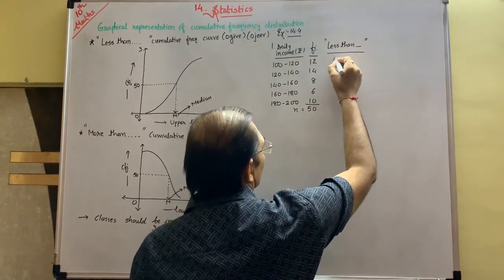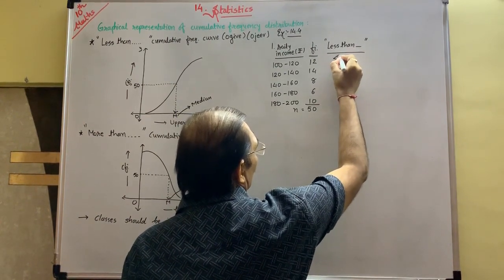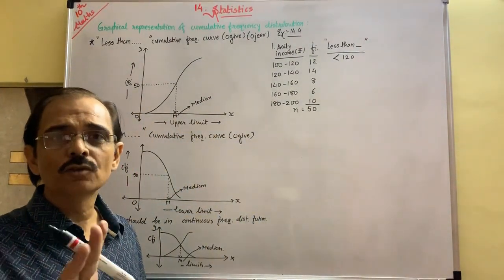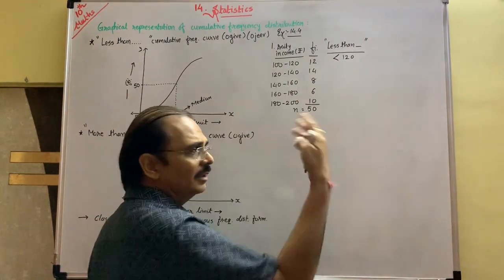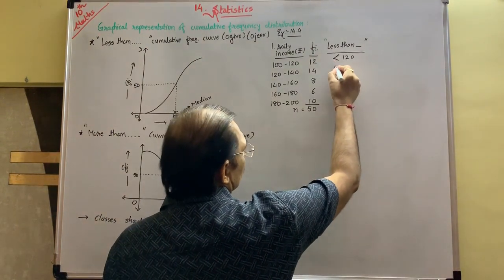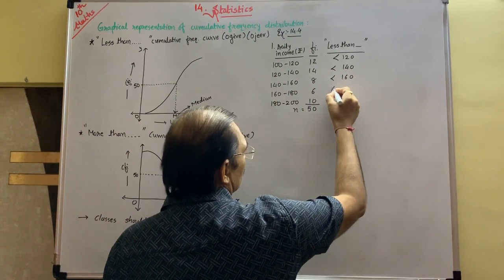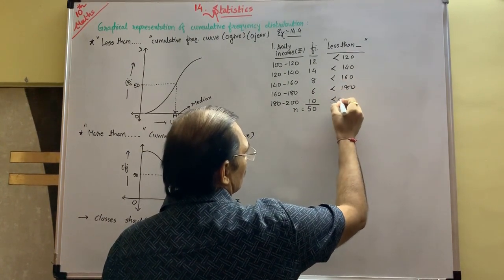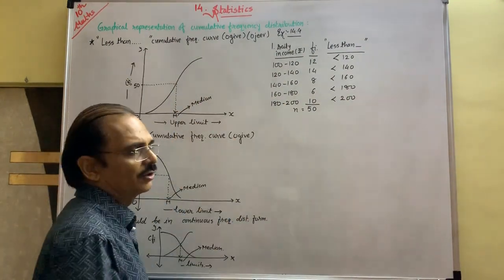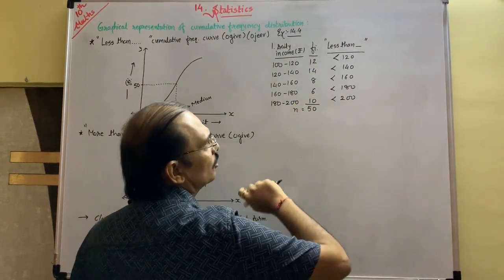Here we write less than 120. This is the symbol of less than. Less than 100 is 0, so don't consider it. Less than 120, less than 140, less than 160, less than 180, less than 200. As I told you, whenever there is a less than, you have to see the upper limit. So here I see upper limits 120, 140, 160, 180 and 200.